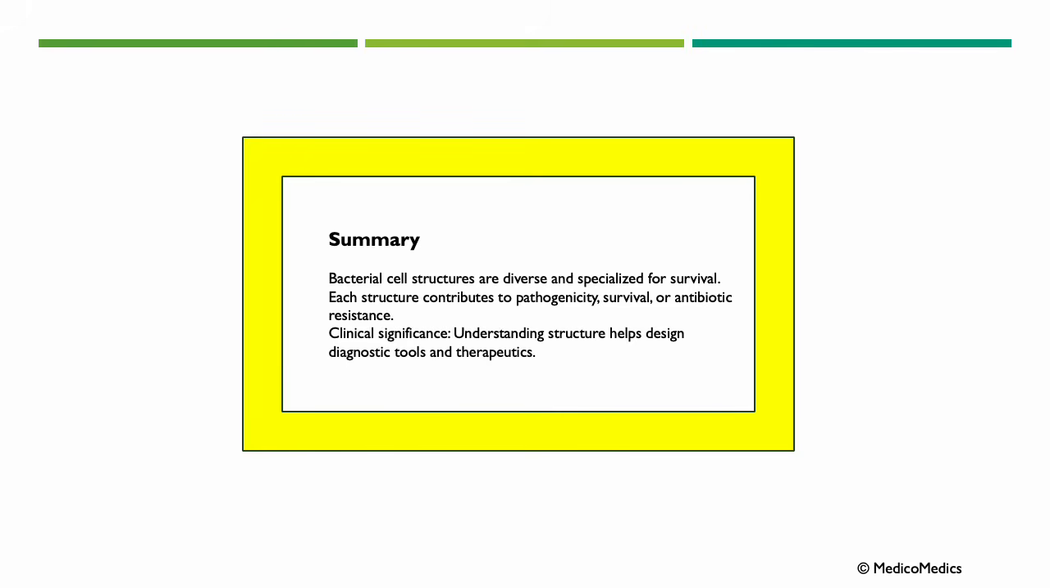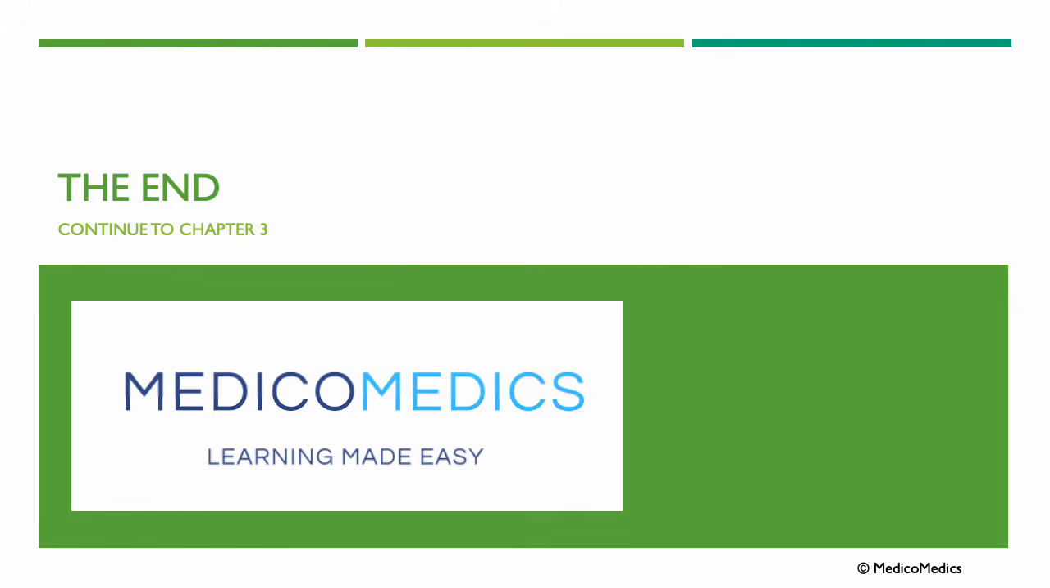So in summary then, bacterial cell structures are diverse and specialized for survival. Each structure contributes to pathogenicity, survival, or antibiotic resistance. Understanding these structures helps us design diagnostic tools and better therapeutics. And that's the end of this lecture. Hope it was interesting. Continue now to Chapter 3.